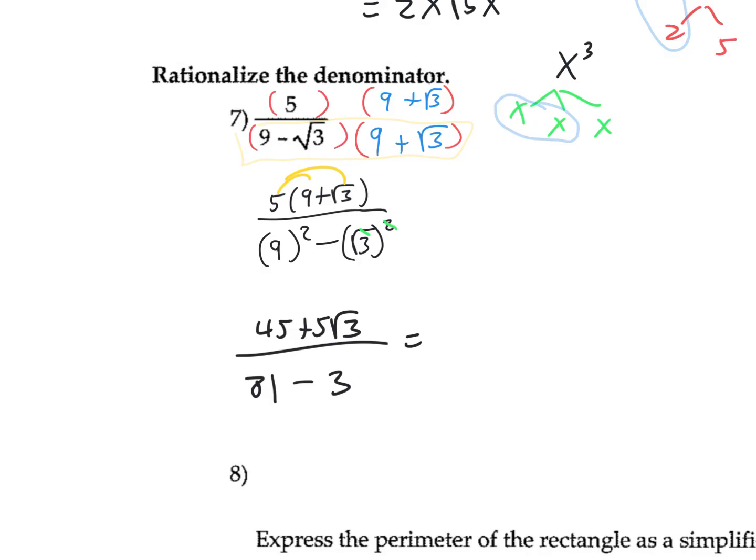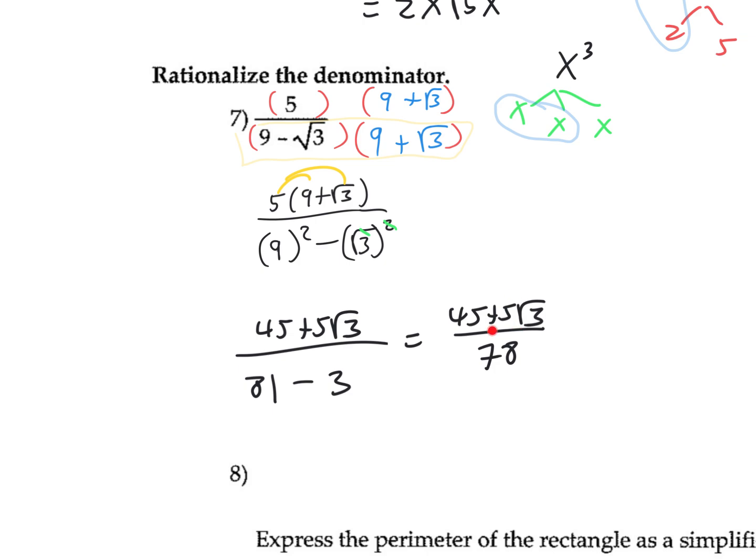So then what does that become? 45 plus 5 root 3 all over. What is 81 minus 3? 78. And I think we're done. Yeah, I think we're done with that. There's not really anything else we could do. I mean, you might be tempted to factor out a GCF 5 here, but it wouldn't cancel with anything down here. So we're kind of stuck with this situation. So I think we're happy.